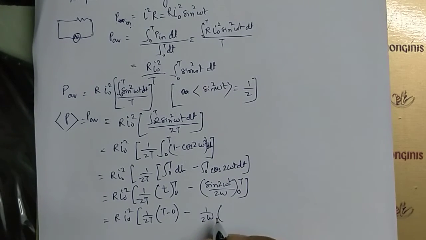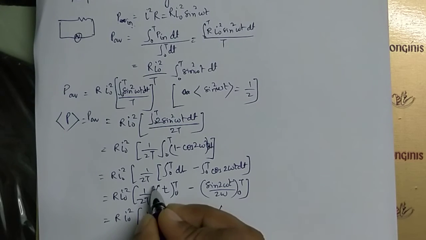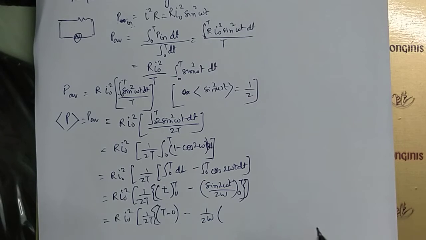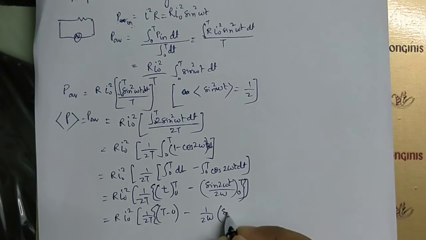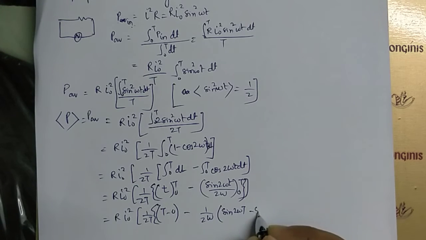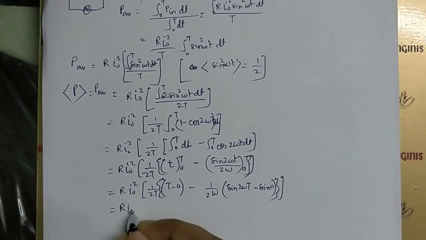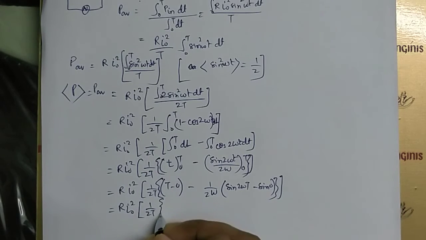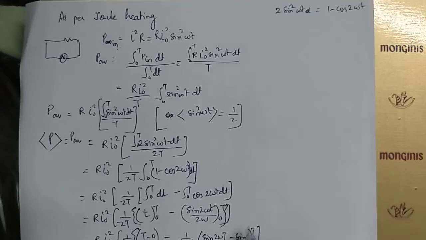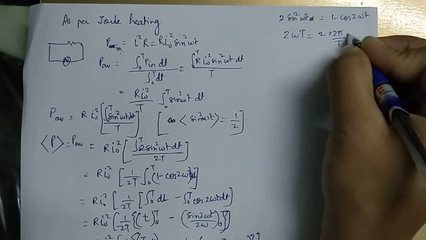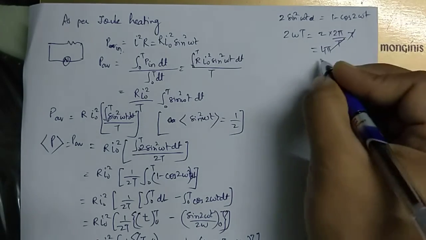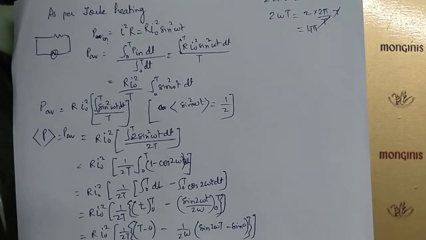Now this should be in a bracket. Sine 2 omega t, when you substitute capital T, will be sine 2 omega T minus sine 0. Here 2 omega is 2 pi by capital T, times T, so this becomes 4 pi, and sine 4 pi is 0. So 1 upon 2 omega, times 0 minus 0. This whole term is 0.